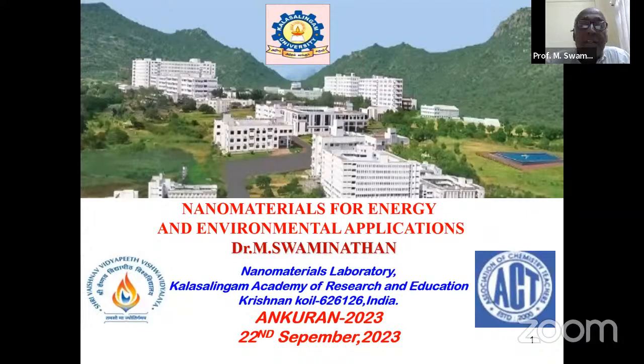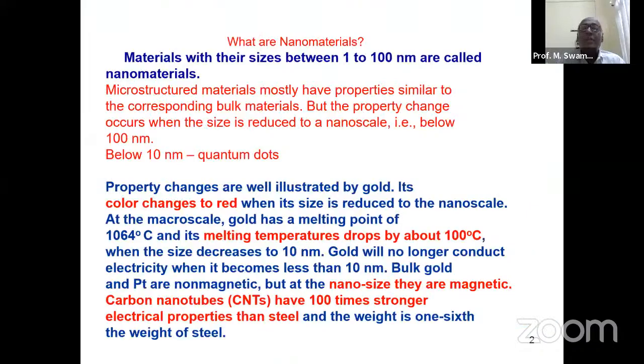You know, all of us, what are nanomaterials? The materials with sizes between 1 to 100 nanometers are called nanomaterials. And there is a characteristic difference between microstructure materials and nanomaterials. Microstructure materials have properties similar to bulk materials, whereas the properties change when the size is reduced to the nanoscale. And when the size is below 10 nanometers, they are called quantum dots.